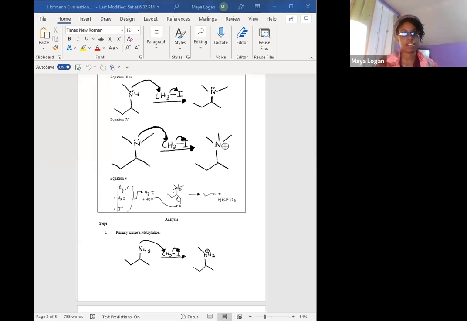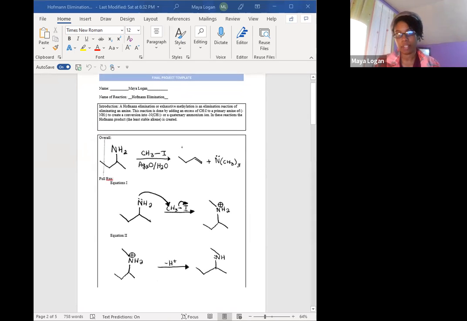reaction is the Hofmann elimination. The Hofmann elimination starts with a primary methylation. The nitrogen atom uses its lone pair to form a methylation with CH3 and iodine. This nucleophilic attack allows nitrogen to pick up another bond, and it gives it a positive charge.